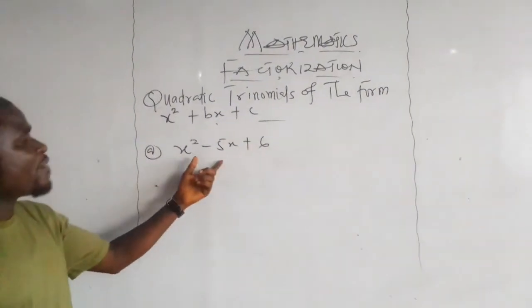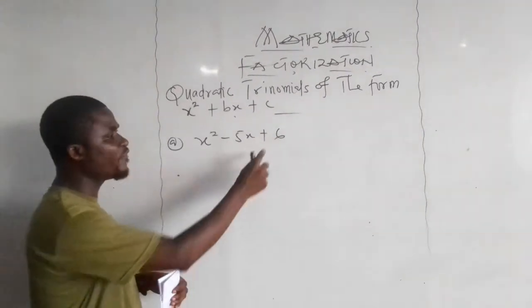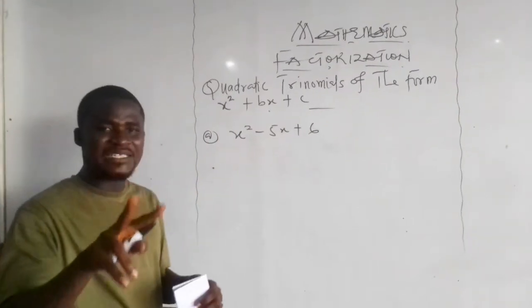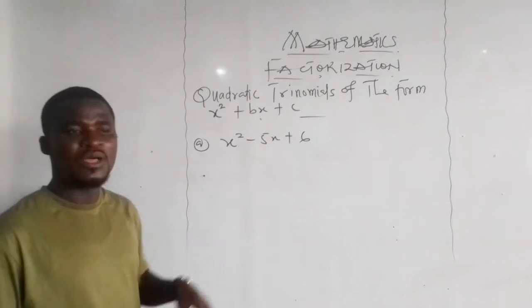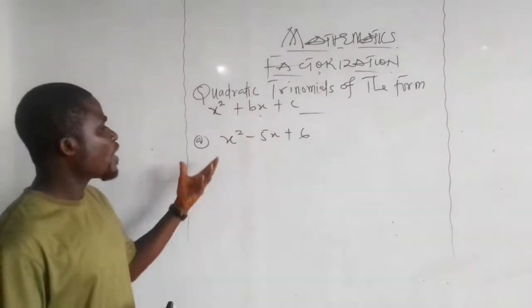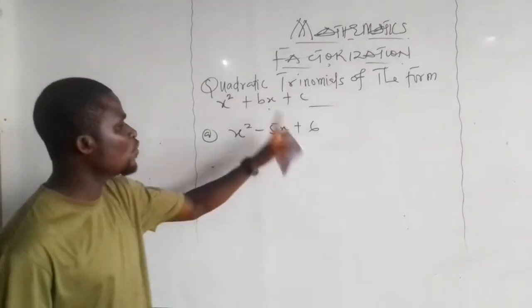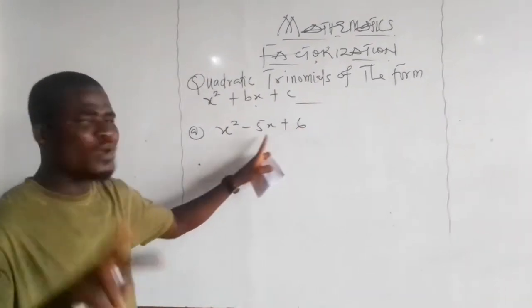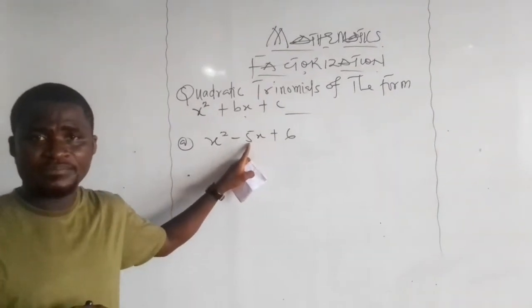Now, here we are going to look for two numbers that if you multiply, it will give you positive 6. Now, the same two numbers, when you add them, should give you negative 5. I'm repeating it: we are looking for two numbers that multiply to give positive 6, but when you add them, give negative 5.